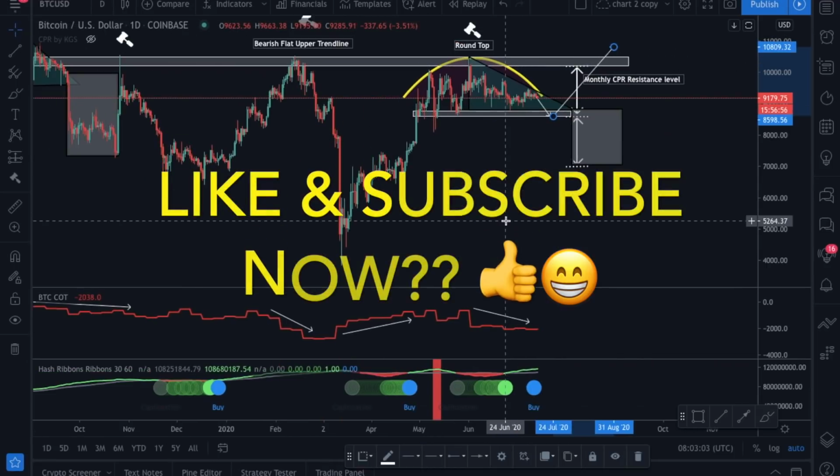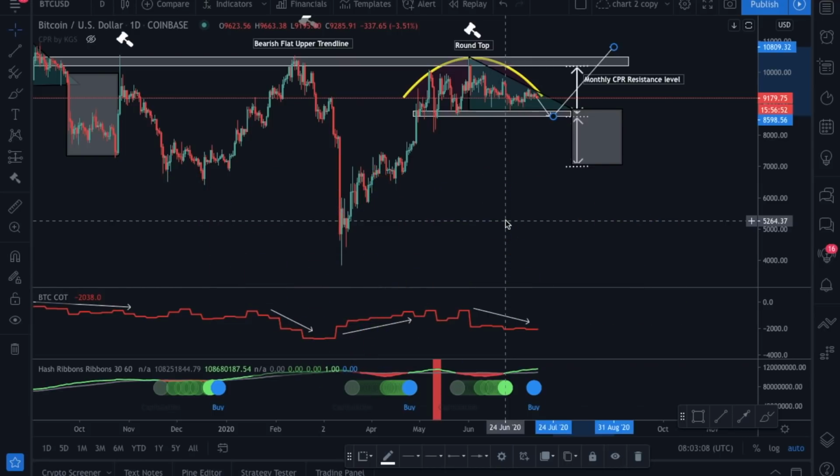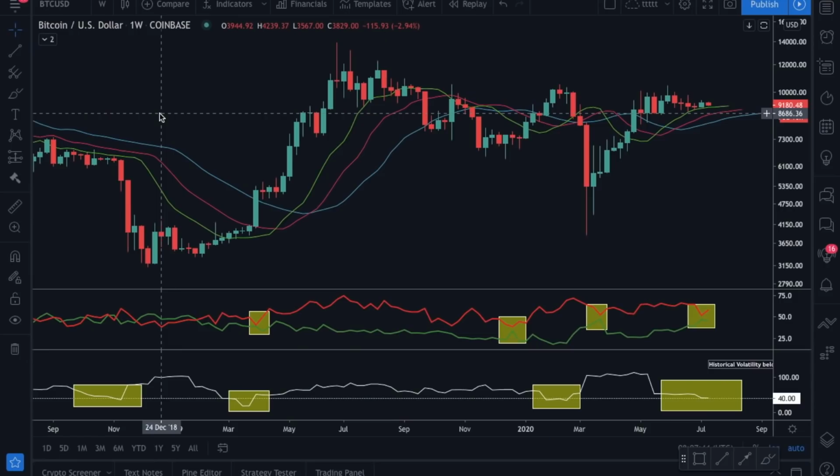So this was an example for people who are looking at shorting the market at the moment. But now let me also show you, in a bigger time frame, what might be unfolding for the bulls. This here is the Bitcoin USD chart in a weekly time frame.